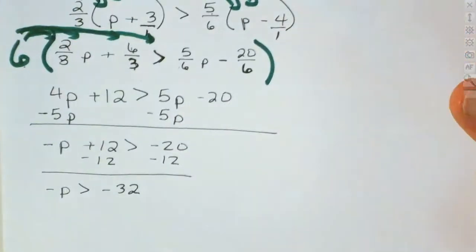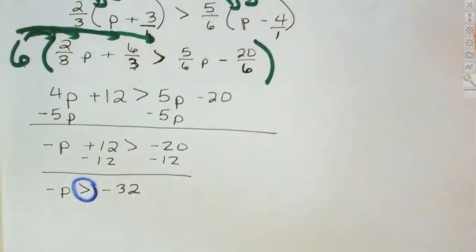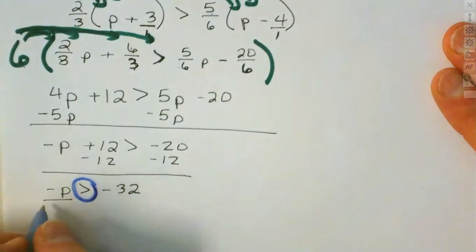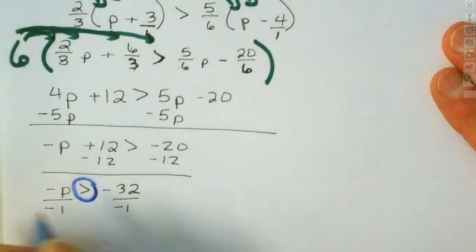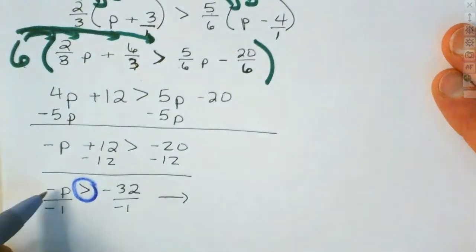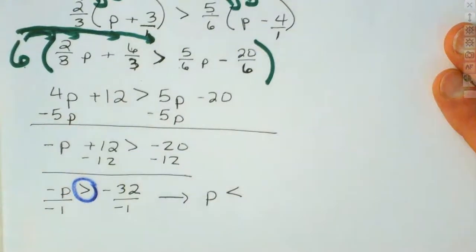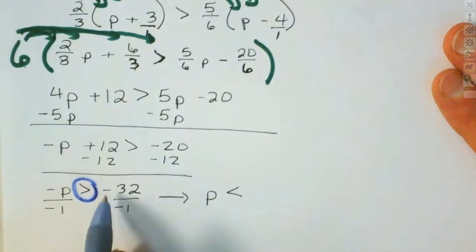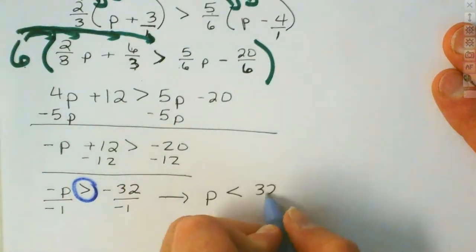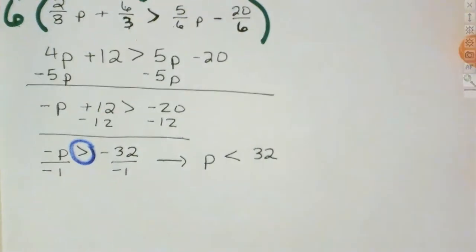Now, we haven't done one of these before, but what happens when we divide by a negative? Switch your signs, right? So you also flip the inequality. So we divided by that negative 1. Negative and negative makes a positive p. Switch the inequality. Negative and negative makes a positive 32. So whenever you divide by a negative, you're going to have to switch the inequality.